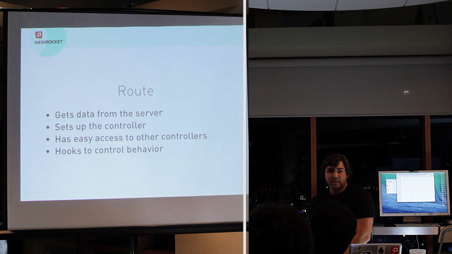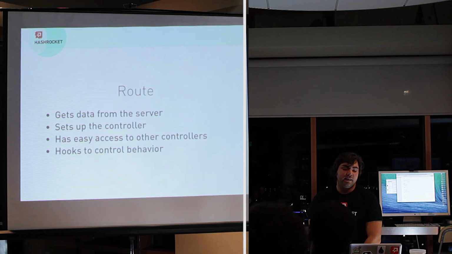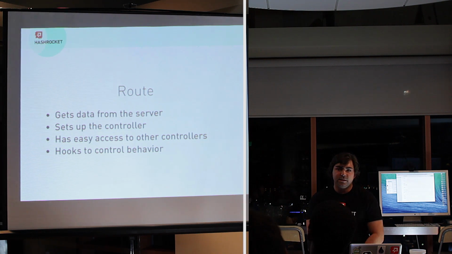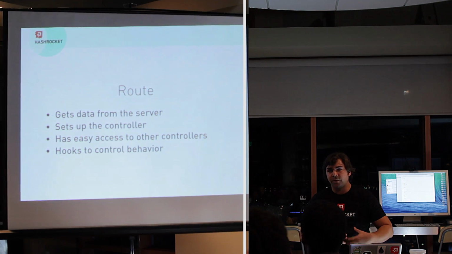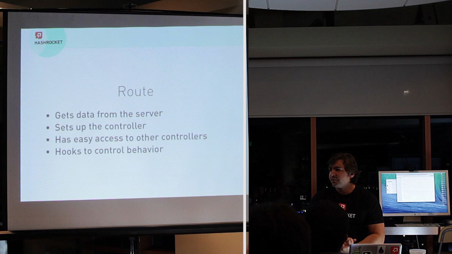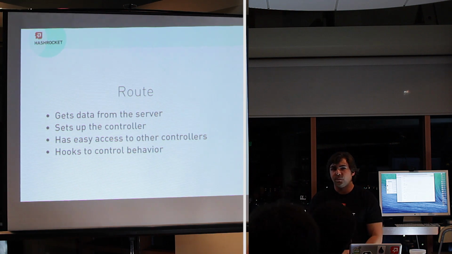That's how you instantiate a route. The route gets data from the server. It's the first thing that's hit. It uses data to set up the controller, and it has hooks. It can access lots of other things in the application really easily. So if you're doing setup work, you always want to do it in the route. If you're calling out to other things, you want to do it in the route. And it's got all these different hooks that you can use.